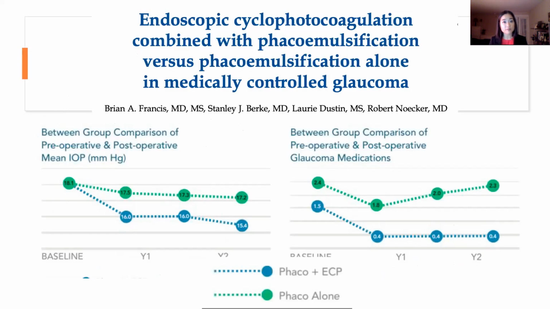How effective is the ECP? This is a prospective randomized matched control study of 80 consecutive patients, combined ECP cataract extraction versus cataract alone. So you can see the baseline IOP was 18 in both groups, but after 3 years, IOP in the treatment group, so those who had an ECP, was 15.4 on less than 1 medication versus 17.2 on 2 medications in the phaco alone group. The visual acuity outcomes and complications were similar between the two groups.